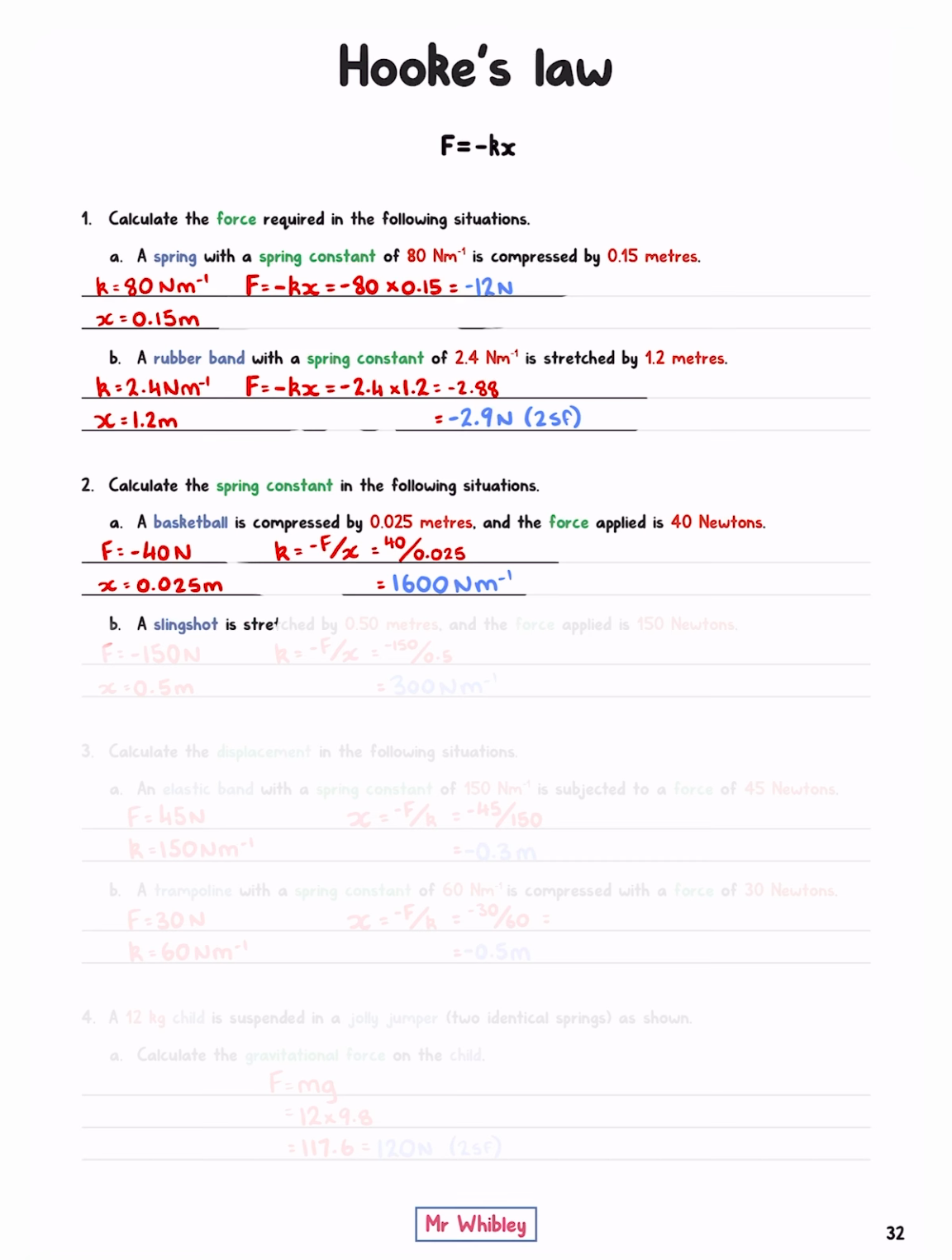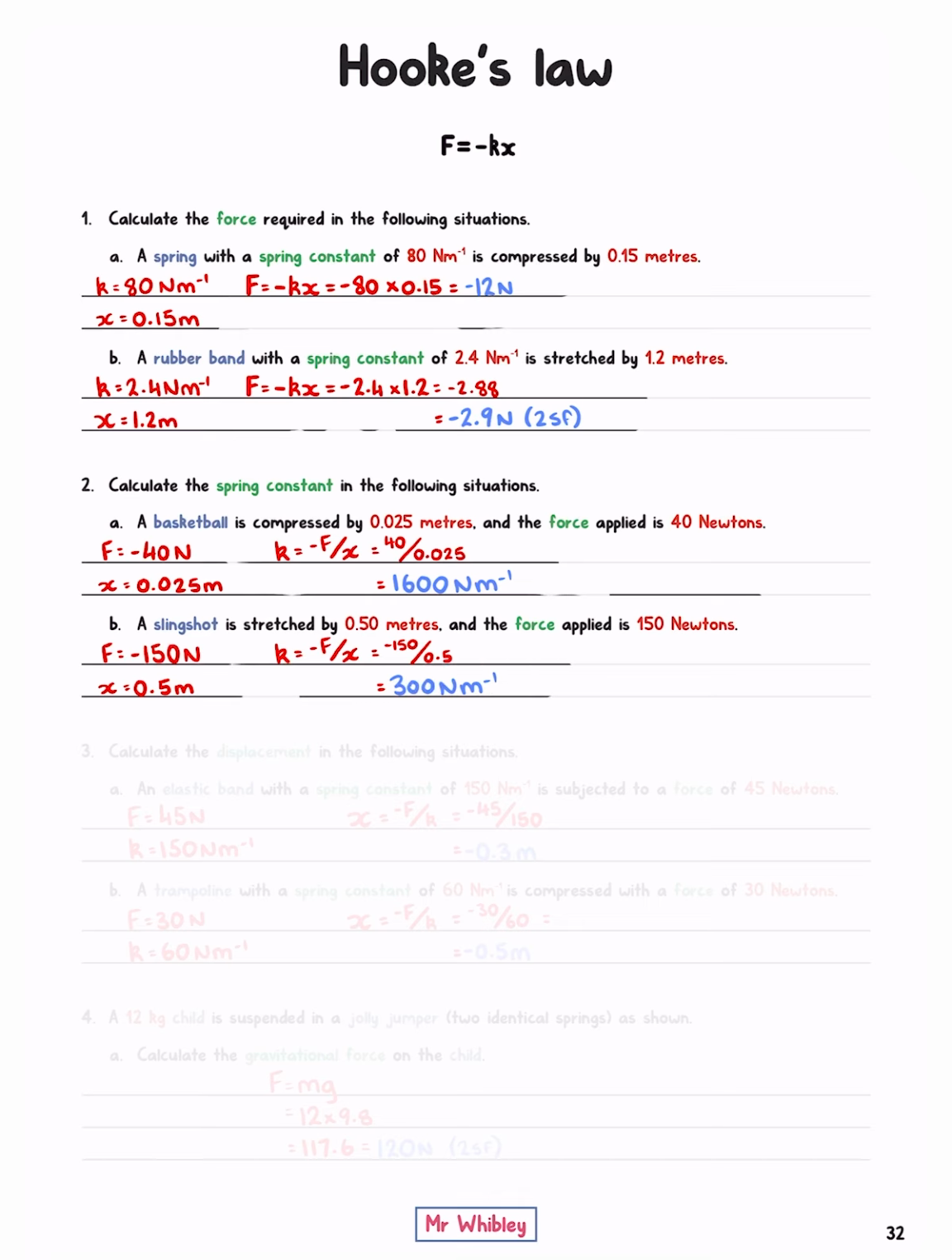A slingshot is stretched by 0.5 meters and the force applied is 150 newtons. We have our force and our displacement. Once again, I'm going to make the force negative. Using our equation solved for k and putting our numbers in gives me 300 newtons per meter. Question 3. Calculate the displacement in the following situations.